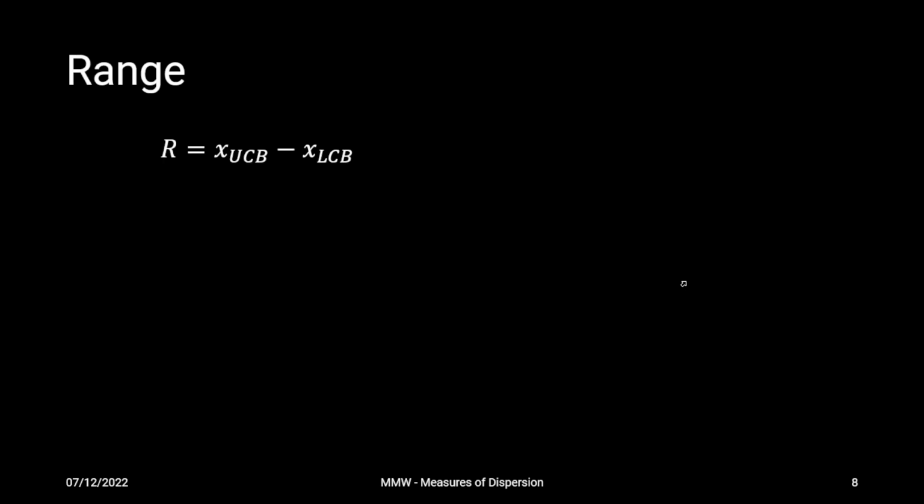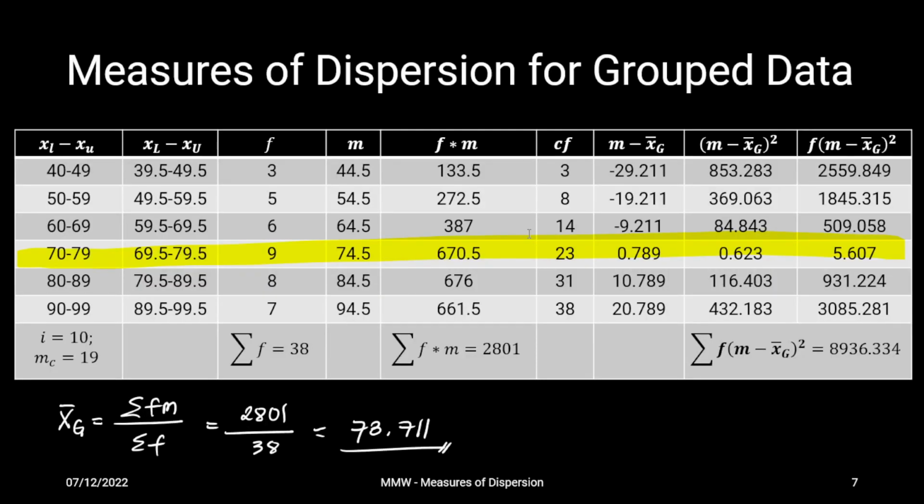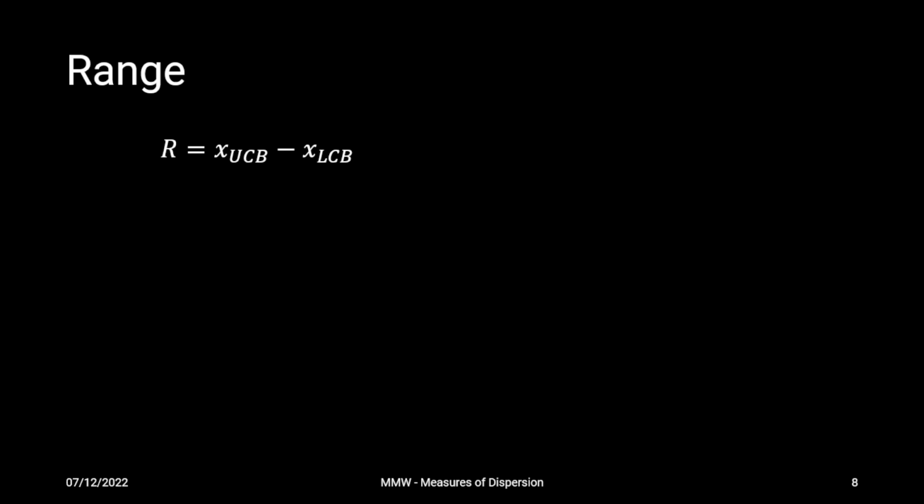Okay, so let's find the range. The range is just the upper class boundary minus the lower class boundary. Going back to our table, the upper class boundary is this one, 99.5, and the lower class boundary is this one. So we just subtract: 99.5 minus 39.5.